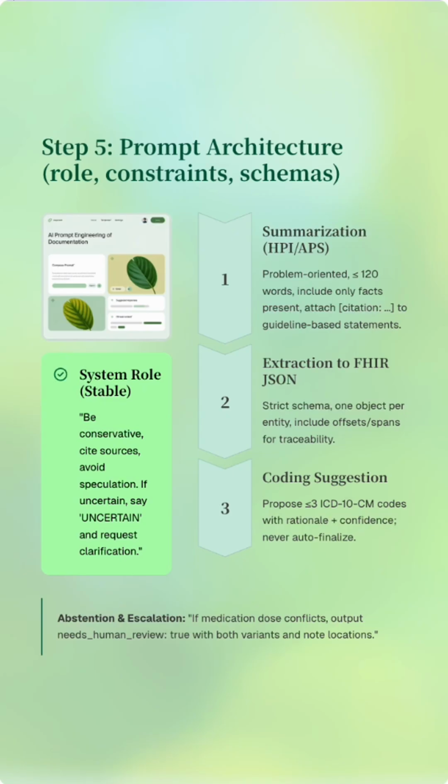Step 5. Define prompts and constraints. We then tell the AI very clearly what to do. For example, extract all medications into JSON format or summarize the HPI section in 120 words. We also set constraints. Do not invent diagnoses. If unsure, say uncertain. Cite the guideline ID if you use one.